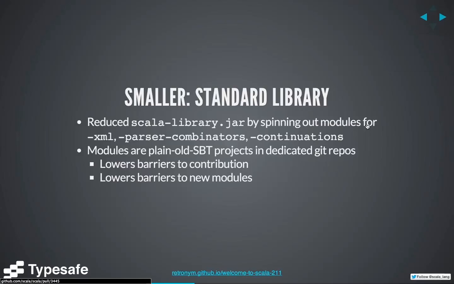These modules are now just plain old SBT projects. They're in dedicated Git repos, and what we're hoping is that this lowers the barriers to community contributions. We've already attracted a maintainer now for Scala Swing in its new home, and that had been unmaintained in the previous release cycle. So we're excited about this potential. It also lowers the barriers to new modules, and we've got two of those which are incubating through the 2.11 process, and I just want to touch on those because they're kind of interesting.